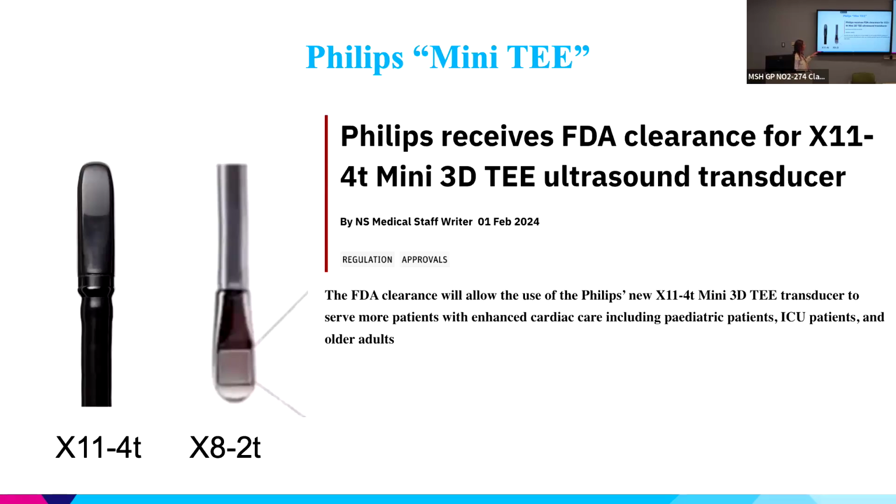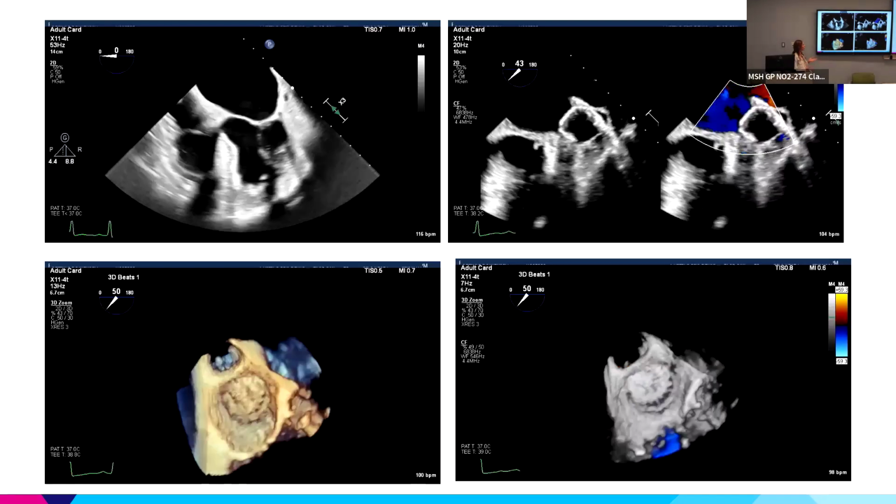Comparing it side by side with the adult-sized probe, it's about 35% smaller. I think the girth is about 6.5 millimeters in size. So it does seem like the PEDS probe. I think that's why a lot of people like to call it the PEDS probe, but it's not. In terms of imaging quality, it's okay.